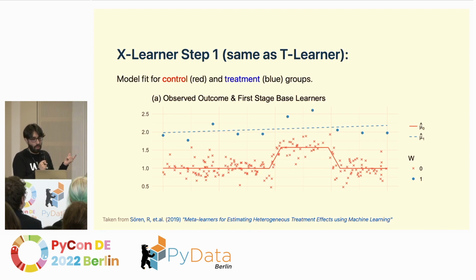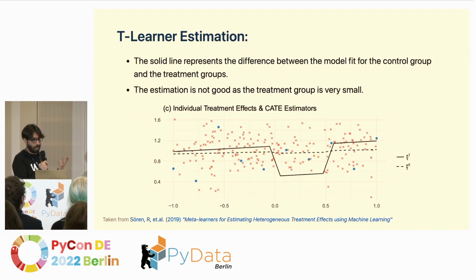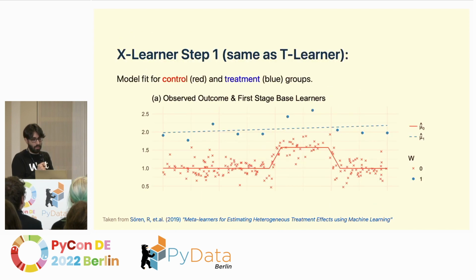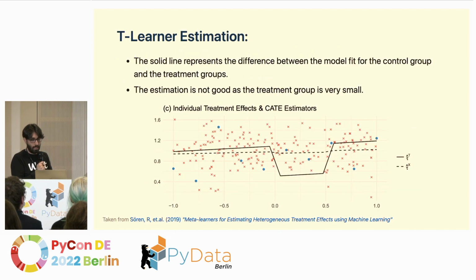This is one example of fitting a machine learning model on the control and the treatment groups separately. So this is the first step of the T-learner. For the T-learner, what you would do is actually take the difference between these predictions. And this is what you see in the solid black line. So this is what you would get by taking the difference between these two fitted lines.